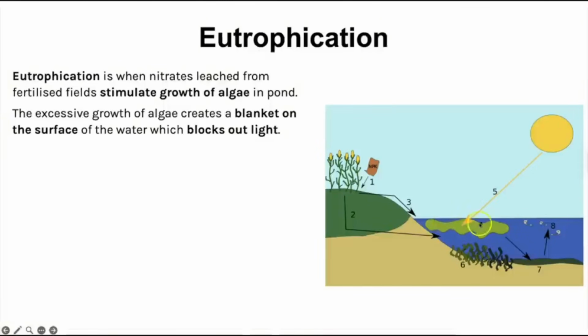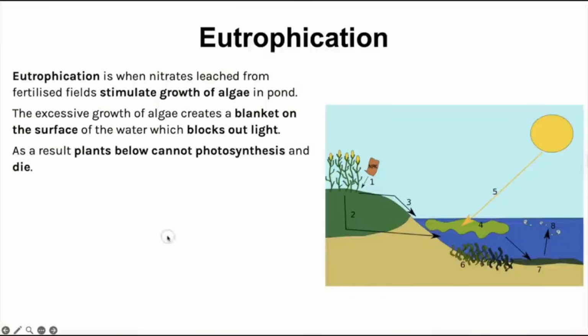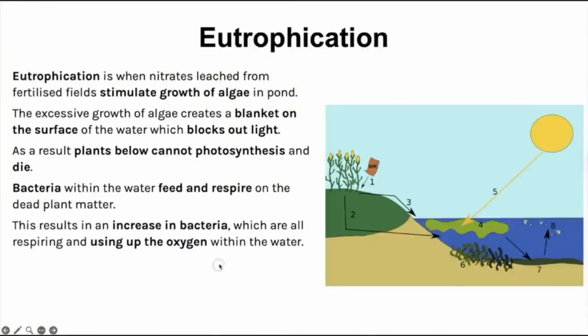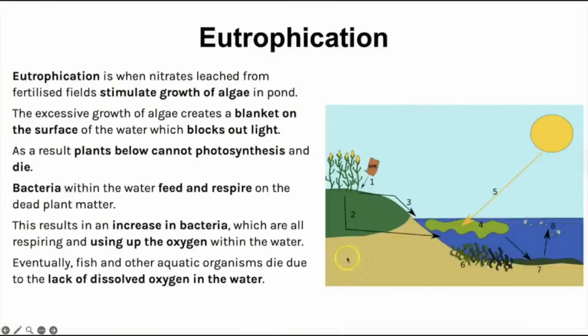That creates a blanket of algae across the surface, and that blocks sunlight from reaching the lower levels in the water and any lower down plants. So if those plants lower down aren't photosynthesizing, they die. Bacteria within the water will then decompose those dead plants, but in order for bacteria to do that, they have to respire more, which means they're going to be using up oxygen. So using up all that oxygen eventually means there's not enough oxygen dissolved in the water for all of the other aquatic organisms, such as fish. And if fish don't have oxygen, they can't respire and they die as well.